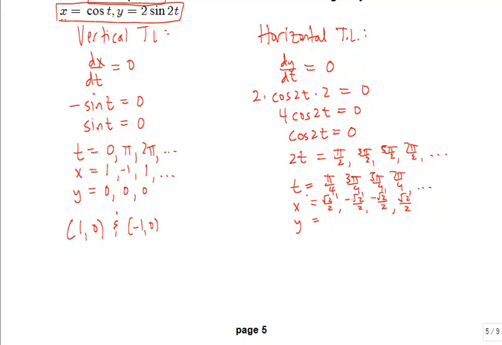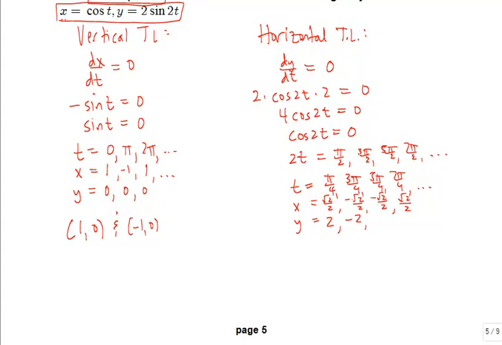Now if I look at the y values, 2 times pi over 4 is pi over 2, and sine of pi over 2 is 1, and 1 times 2 would be 2. If I plug in 3 pi over 4, when I double that, it becomes 3 pi over 2. Sine of 3 pi over 2 is negative 1, and negative 1 times 2 will be negative 2.